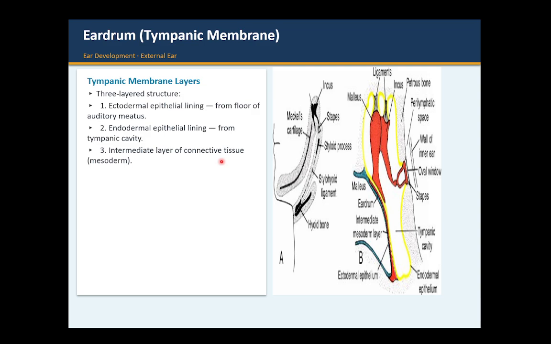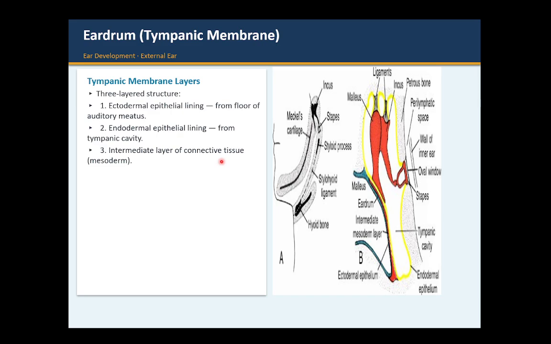So the epithelium, which you would see on the outer side, is squamous, mainly ectodermal in origin. The epithelium on the inner side facing the tympanic cavity is simple columnar because it is endodermal. And in between you have fibrous tissue in the tympanic membrane, which is mesenchymal in origin. So there are three layers: ectodermal epithelial lining from the floor of the auditory meatus, endodermal epithelial lining from the tympanic cavity, and intermediate layer of connective tissue, which is mainly mesodermal in origin. This is how the tympanic membrane is formed.